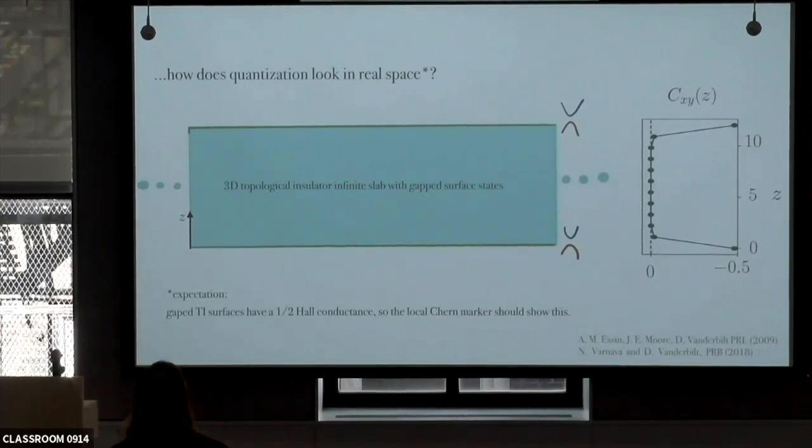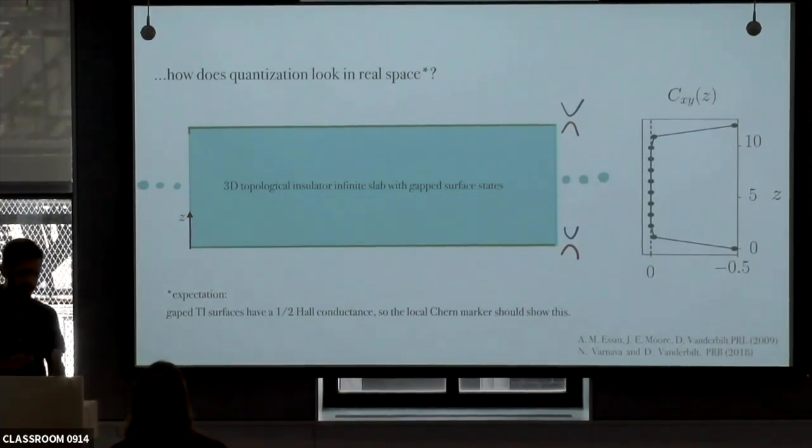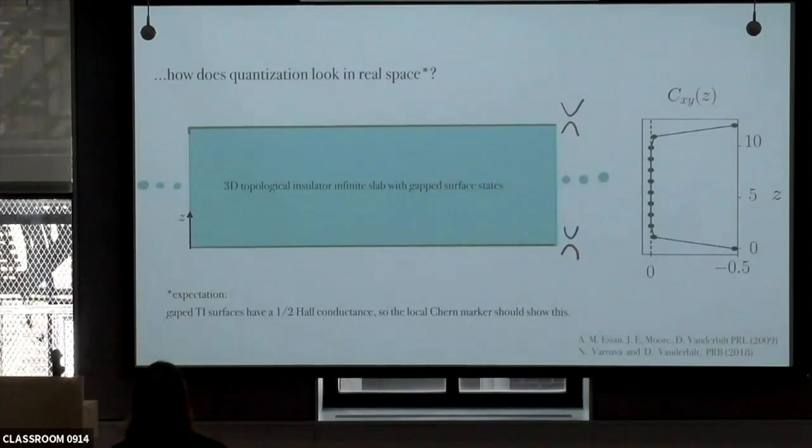And basically what you do is that you calculate this local Chern marker as a function of the height, this z, and you see that one edge state, depending on how you gap it, but one edge state contributes with +1/2 or -1/2 if you choose the opposite sign, and the other one does the same. So basically, at each surface you have a half-quantized conductance in units of e squared over h.